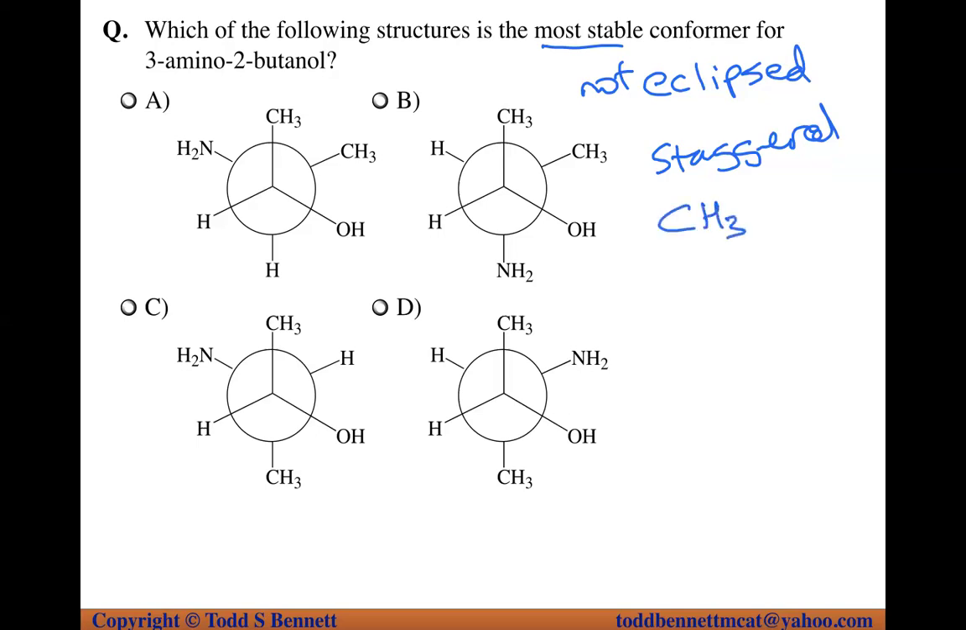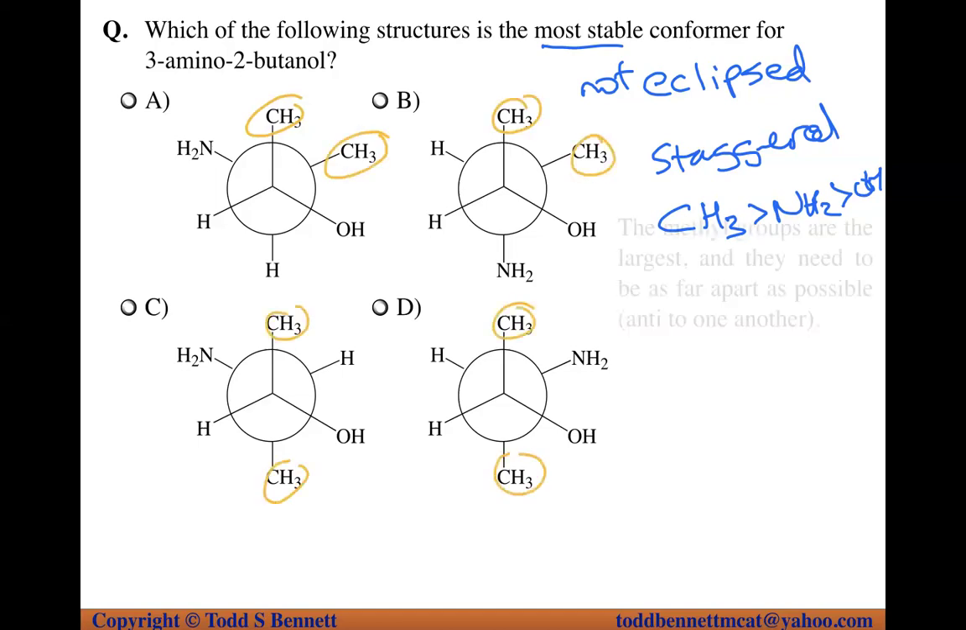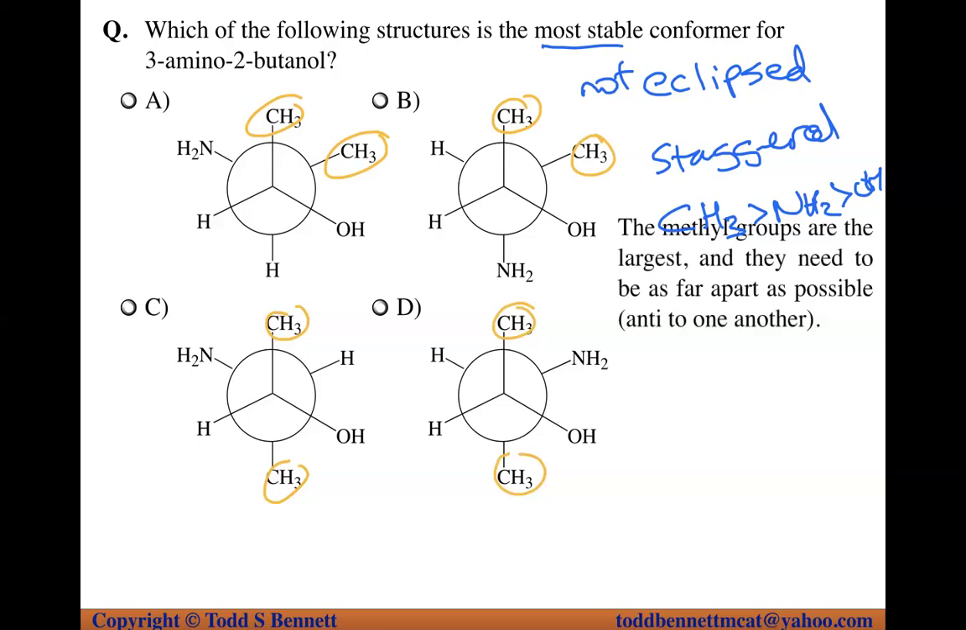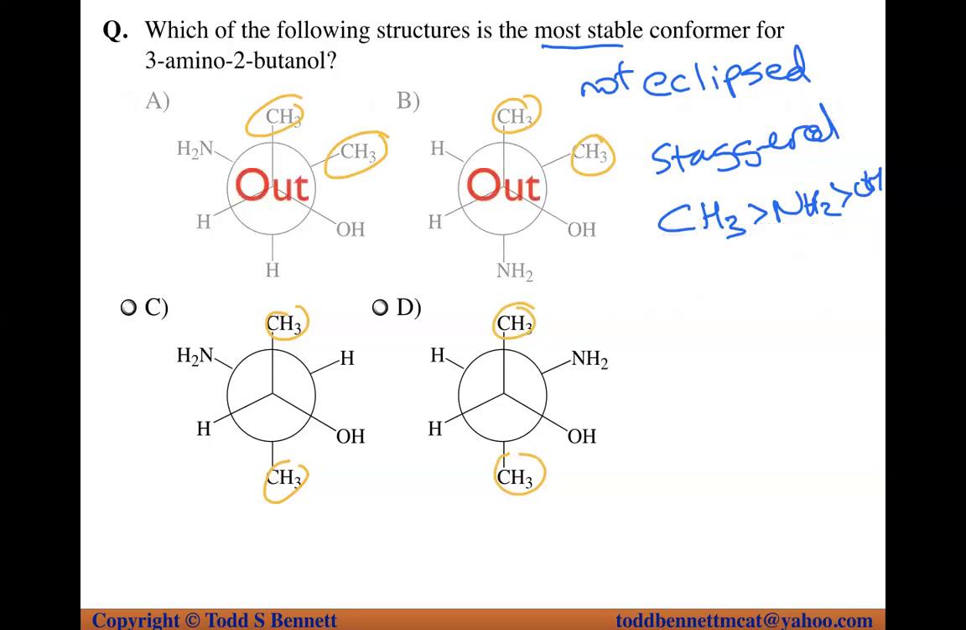Okay, next, consider the bulkiest groups. CH3, because it's 4 atoms, is bigger than NH2, which is bigger than OH. So I should consider the CH3s. I should have them as far apart as possible. So here they're gauche, here they're anti. Okay, so hopefully that seems reasonable. So that would get rid of choices A and B. You want to have the biggest groups furthest apart.